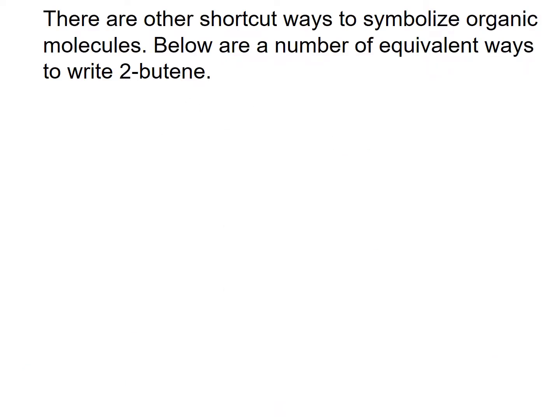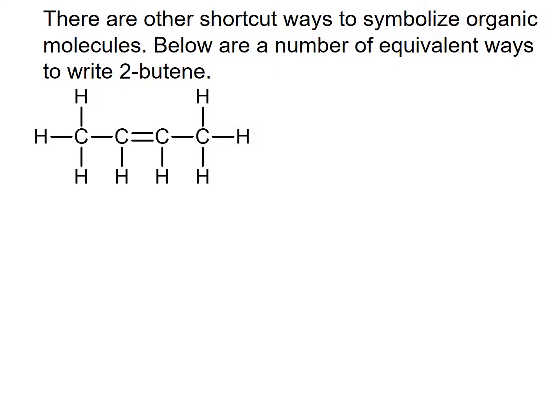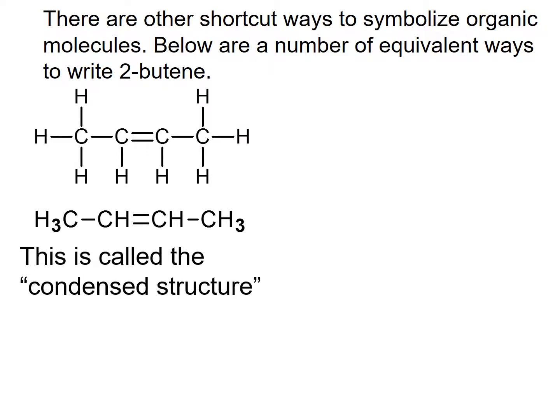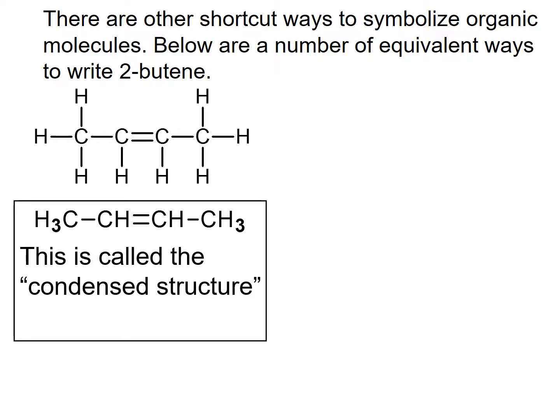Now, just FYI, I've been drawing the carbons and hydrogens all bonded together, but there are other ways to symbolize these organic chemicals. Here is 2-butene. Here is also 2-butene. We just take out some of the bonds. This is called a condensed structure. We can condense it even further and just show the double bond. That's the only one of interest, really.